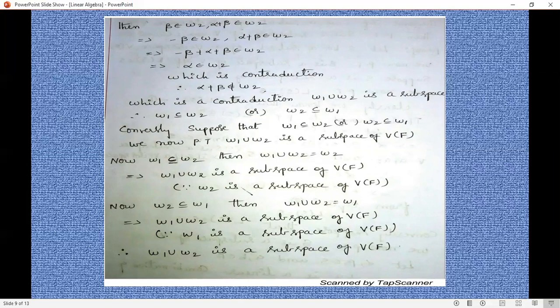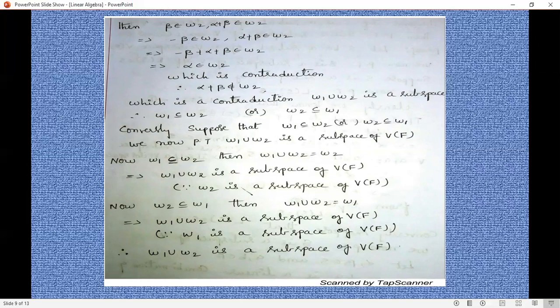What we have proved now: if W1 union W2 is a subspace, then W1 is contained in W2 or W2 is contained in W1. Conversely, we assume that W1 is contained in W2 or W2 is contained in W1. What we have to prove now? W1 union W2 is a subspace of V of F.